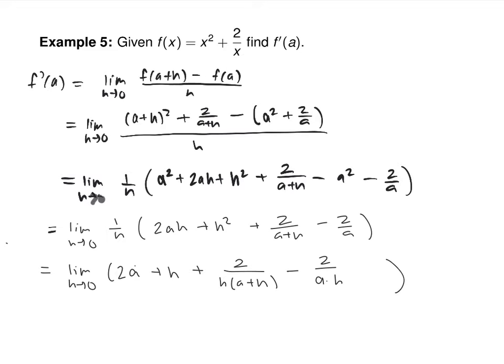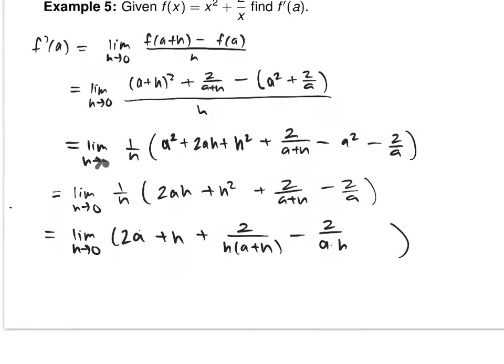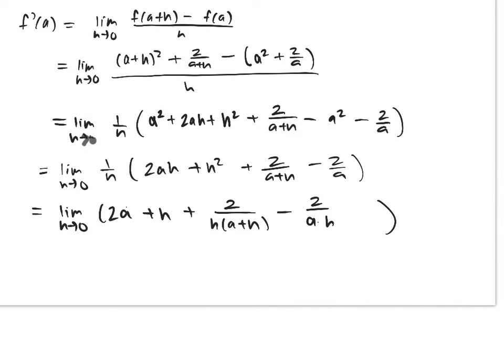If you plug in 0, is this 2a going to give you problems? No, so leave it alone. If you plug in 0 here, is that h giving you problems? No. It's these two that are the issue, right? So technically speaking, you could take the limit of this first piece and the second piece already. That first piece, there's no h to plug in, so it's just 2a. The second part is 0. And then we're going to find the limit as h goes to 0 of this part and that part.